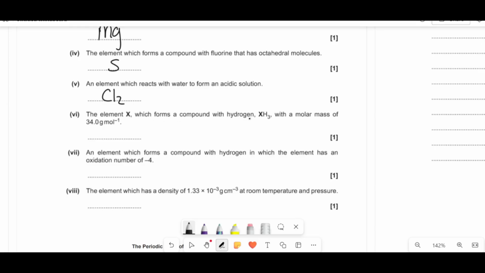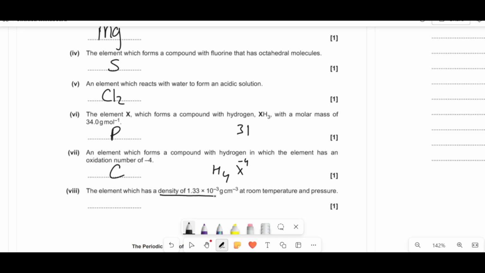The element X forms a compound with hydrogen, XH3, with a given molar mass. If you take the 3 H's off, it's going to be 31. So whichever element has a mass of 31 is phosphorus on the periodic table. An element which forms a compound with hydrogen in which the element has an oxidation number of -4. Whatever this mysterious thing is has a -4 oxidation state, so it's going to be XH4. It's going to be something that can form 4 bonds with H's, so it's in group 4: carbon, CH4.